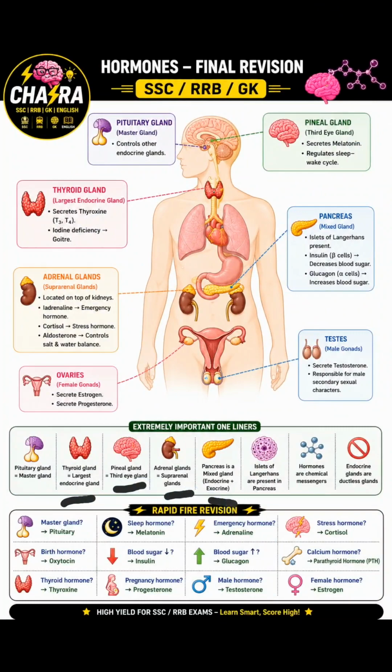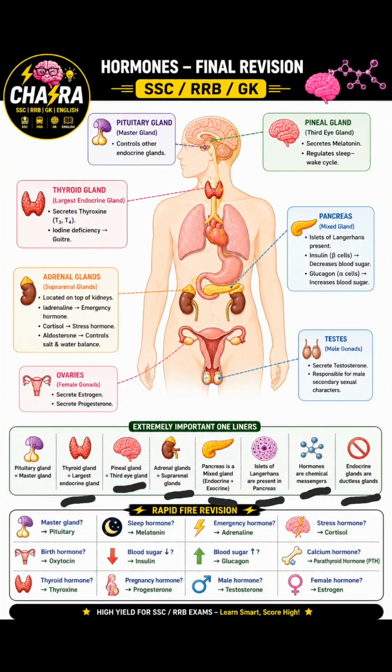Pancreas is a mixed gland because it acts as both endocrine and exocrine. Then islets of Langerhans, where are they present? In the pancreas. I already said hormones are chemical messengers which are released by endocrine glands, and endocrine glands are ductless glands. Now, did you understand why I explained those points through the image? Because you might have a doubt about what an endocrine gland actually is. So that's why I explained.